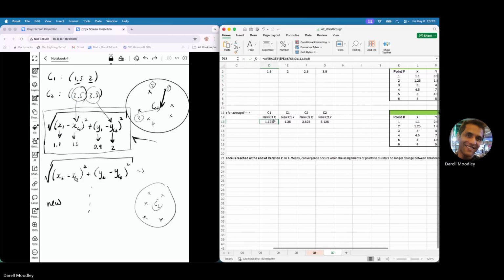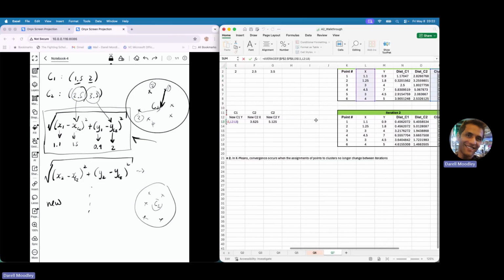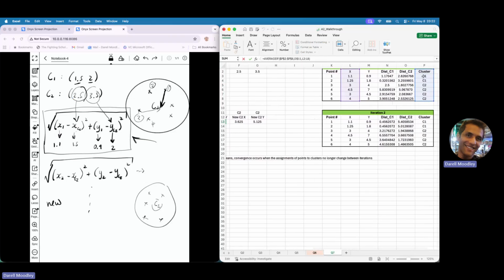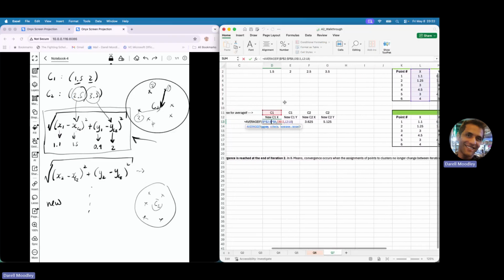Sorry, all right, so you can see here, I use an average if statement. So what I'm saying is, if column P is C1, then average X, otherwise don't average it. That's the way I like to use it in Excel, but you don't have to do it. You can do it manually if you want, right? I use the average if formula to do it, okay?